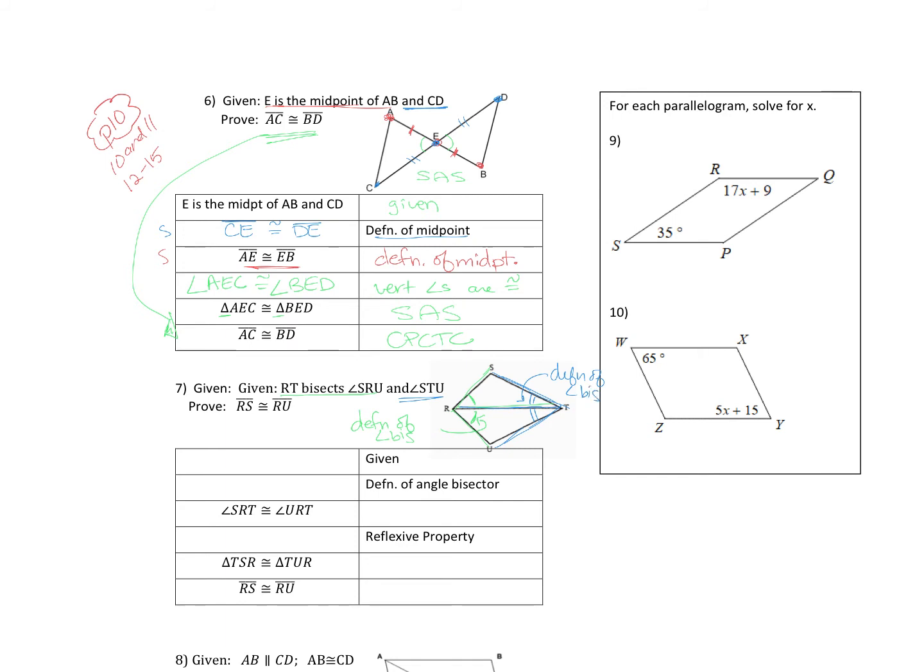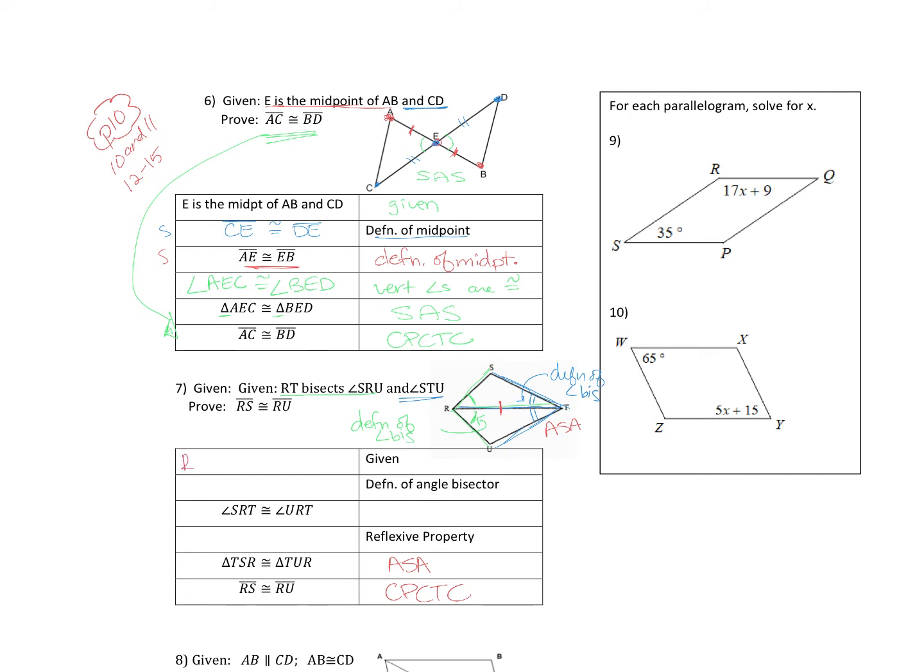Lastly, I have to mark what I know, and I know I have a reflexive side here. So now I look at my marked up diagram, and I realize these two triangles are congruent by angle, side, angle. So down here, I know my two triangles are going to be congruent by angle, side, angle. By the way, I also know that I'm going to have CPCTC whenever you have sides or angles congruent after your congruent triangles. So let's get this all in my proof.